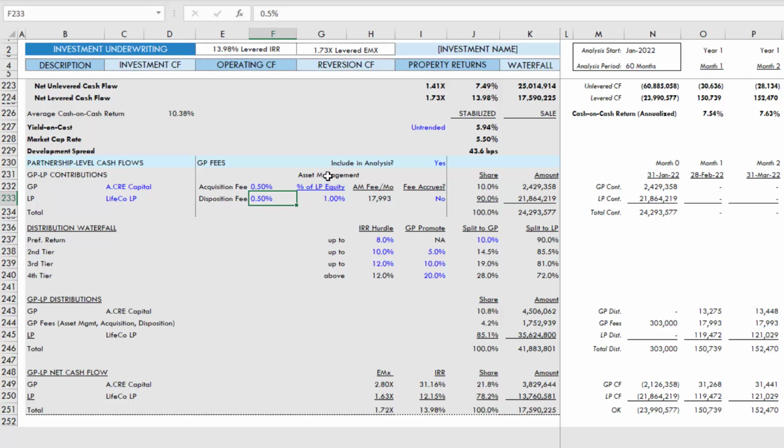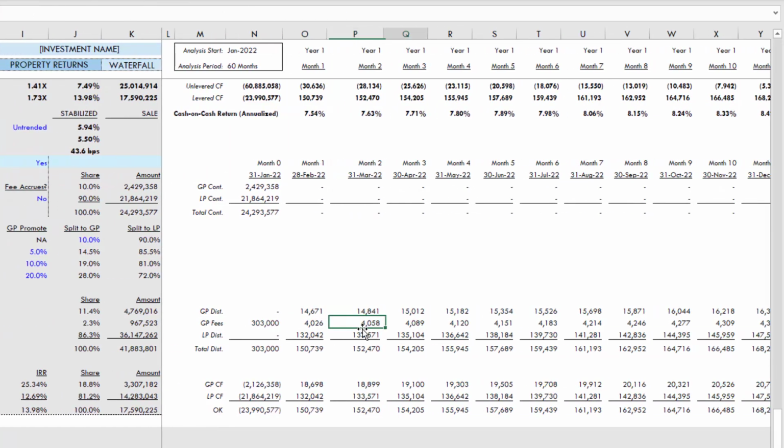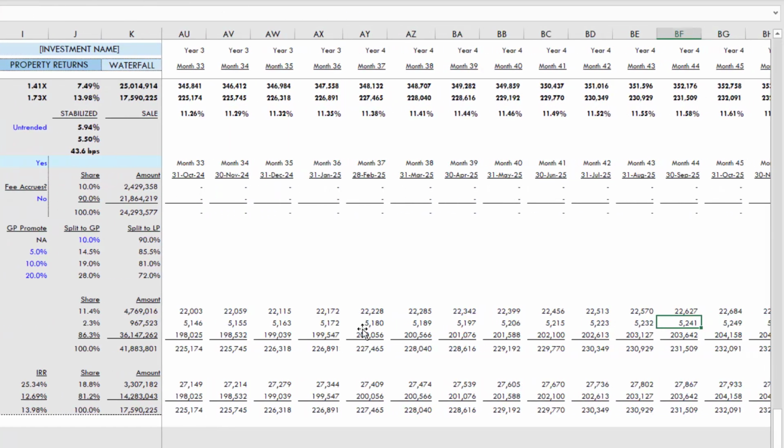We can then have an asset management fee paid to the GP, and there are a few options for how that fee is paid. It can either be a percent of the LP equity or a percent of EGR. You see then the asset management fee per month here. In the case of a percent of EGR, this is simply the first month. And you'll see out here to the right that it actually varies depending on what EGR is in each period.